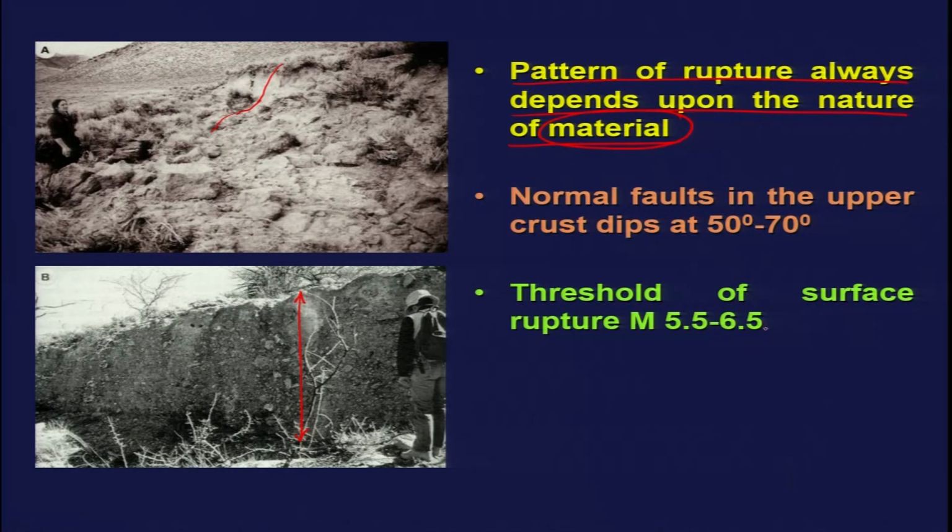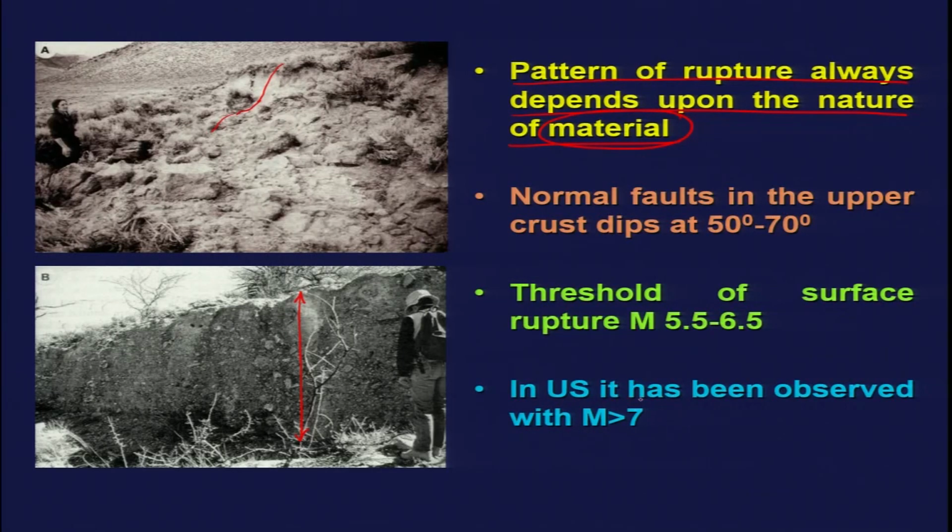So this is the threshold for the surface rupture to be reached, or faulting coming right up to the surface. The earthquake required is around 5.5 to 6.5. But in the US, for normal faults and other faults, it has been identified that rupture is observed when the magnitude is greater than 7.